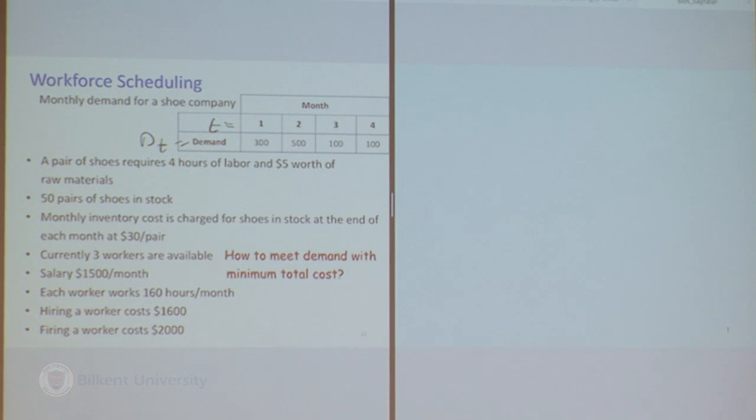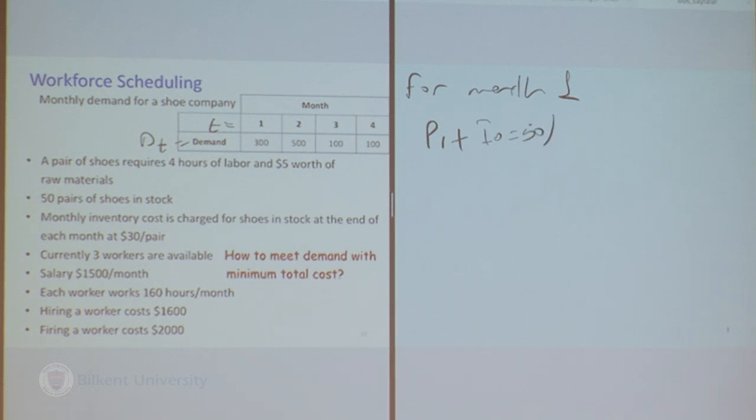Now, let's look at the demand of period 1. I have to have 300 shoes so that I satisfy the demand, yeah? Now, what can I use to satisfy the demand of the first month? Yes. So I'm producing for month 1, I'm producing P1. And I have inventory coming from last month, I0, which is 50, yeah?